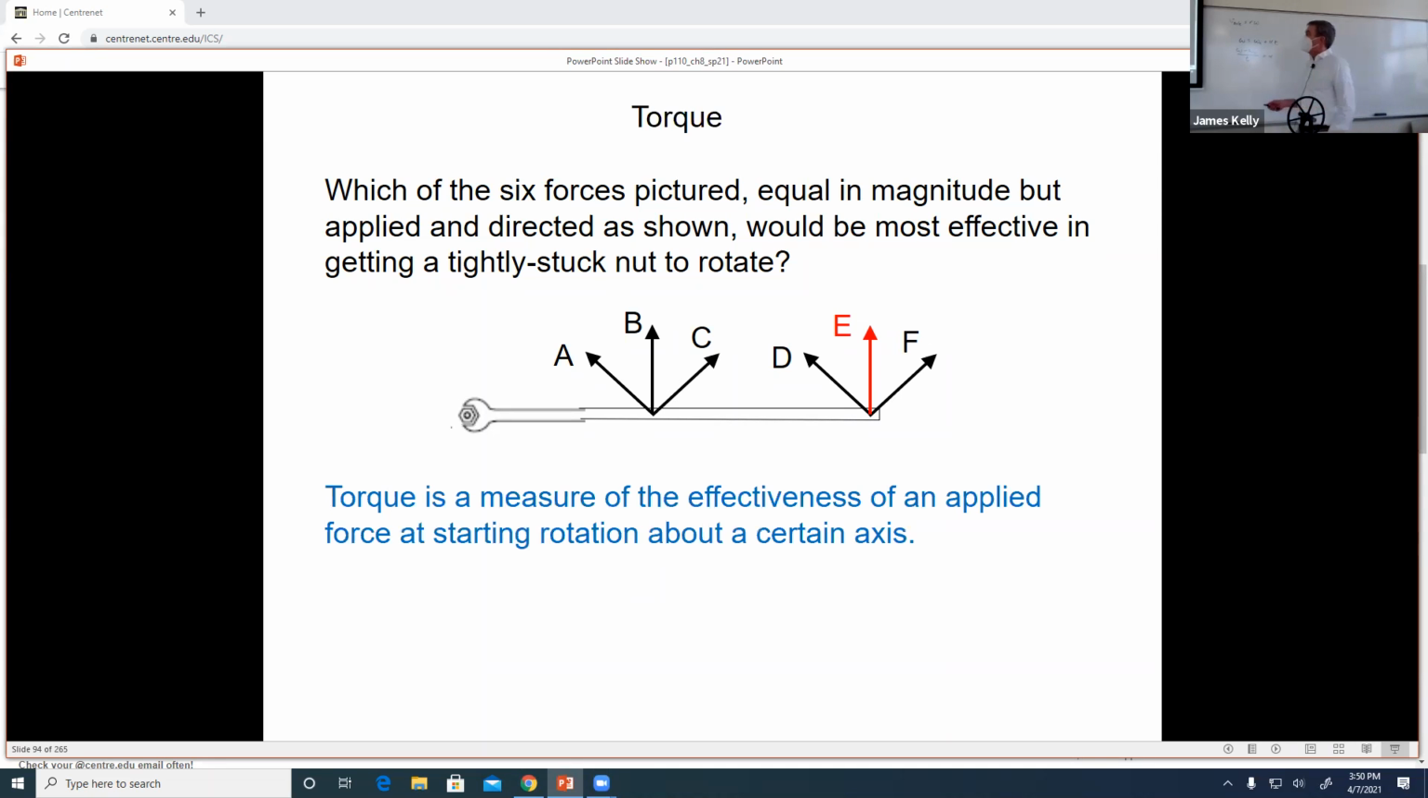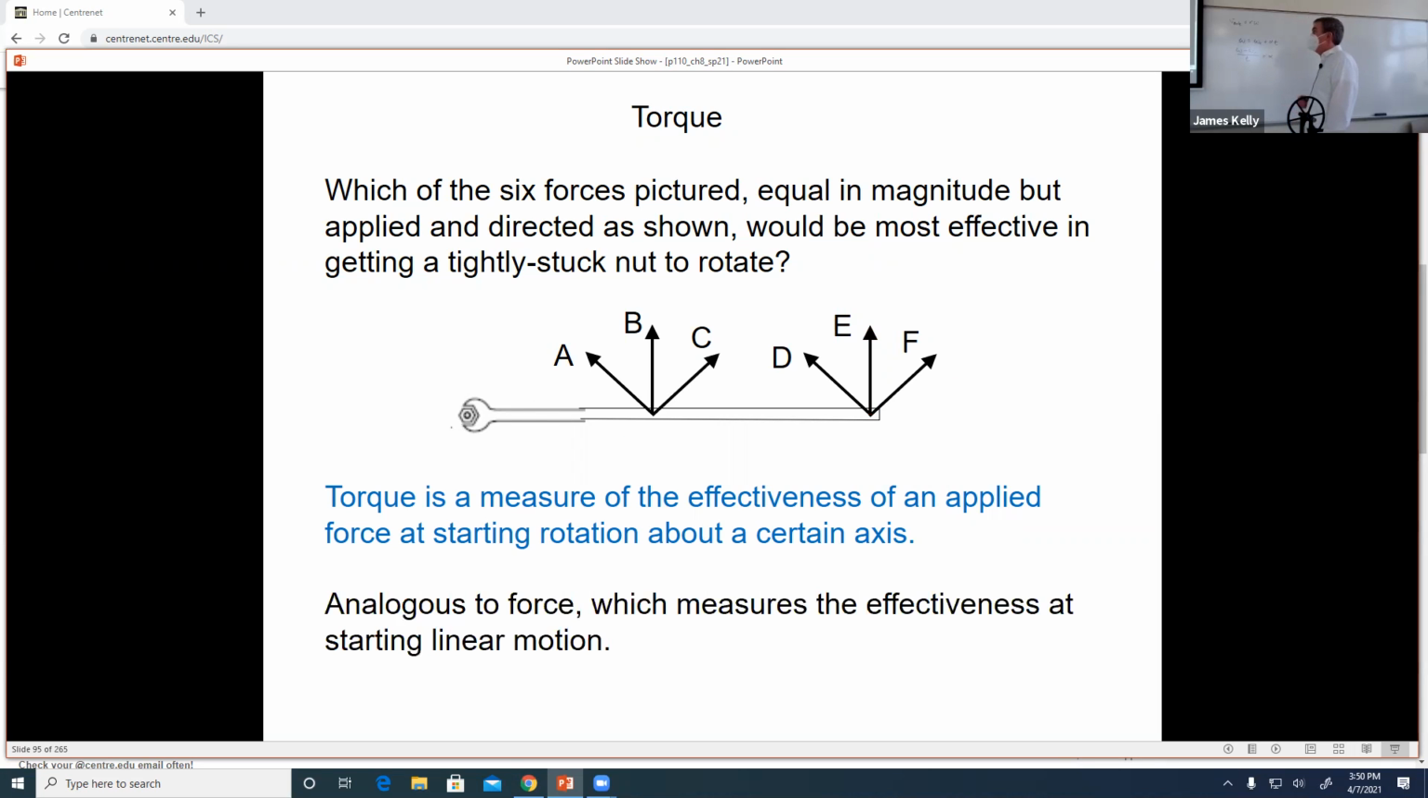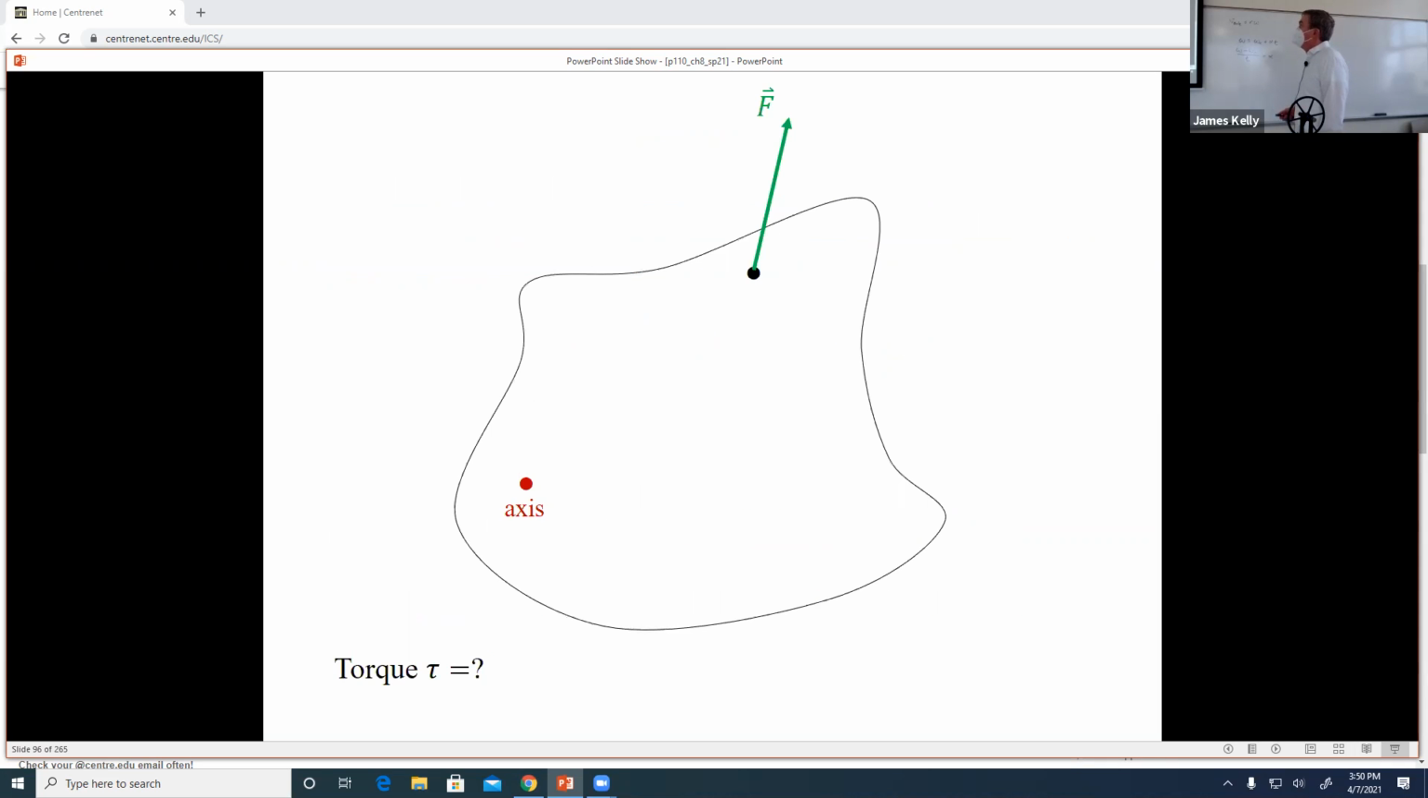Okay, so torque is, in words, and this isn't precise here, we'll define it with an equation in just a second, a measure of the effectiveness of an applied force at starting rotation about a certain axis. The same force can be either very effective or very ineffective. So we want to be able to calculate something with that force that tells us how good it's going to be at rotating. Okay, so let's define torque here.